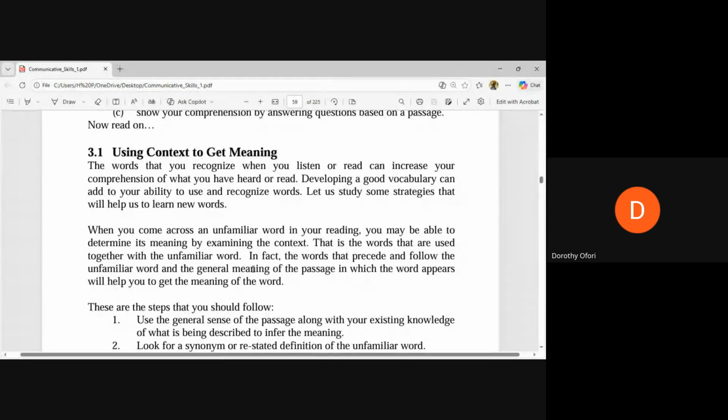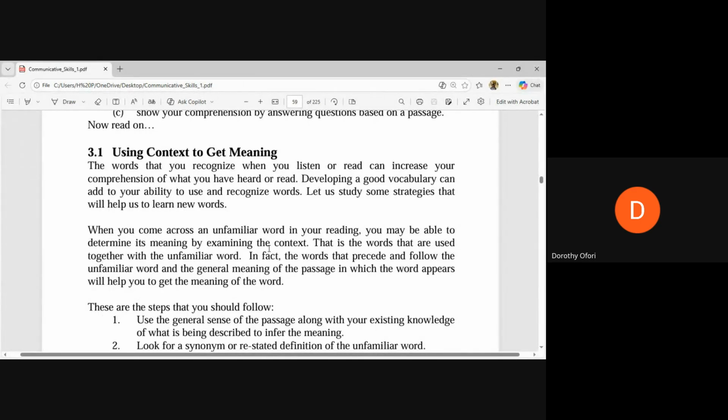Reading using context to get meaning is so important because, one, it reduces over-dependence on the dictionary. When you are reading, it is very bad to open your dictionary and check every time. Sometimes when we are reading, we may come across words that are unfamiliar, words that we've not seen, or words that we have heard, but we do not know the exact meaning.